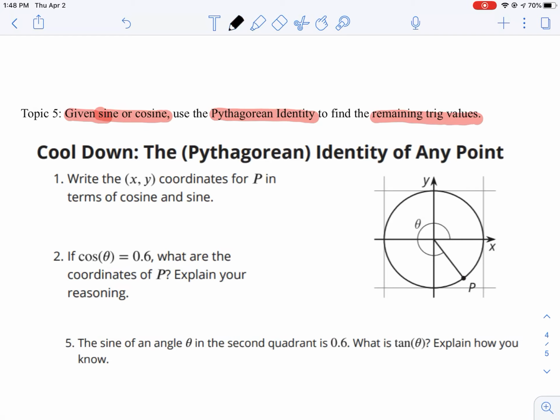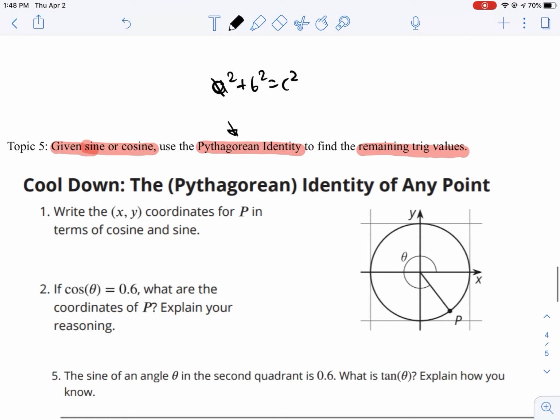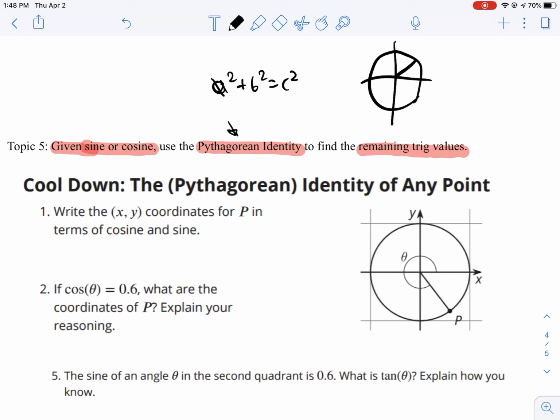If you recall our Pythagorean identity, we knew that we were going to have a squared plus b squared equals c squared. We've been using that for the Pythagorean theorem. Then we took our unit circle and drew triangles throughout, and we used this theorem to find missing sides.